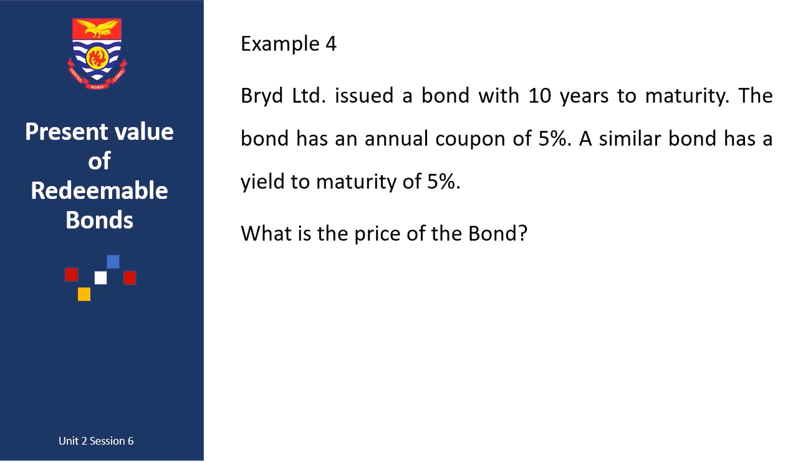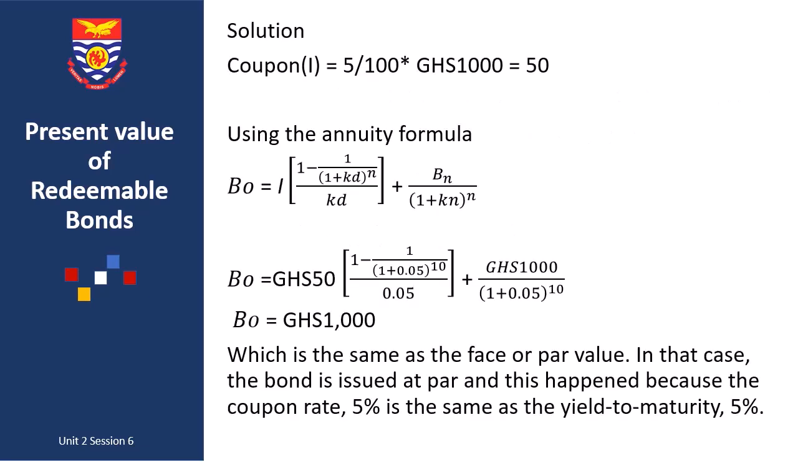Let's confirm here and see. Good. So from this solution, you can see that the price of the bond is 1,000 cedis. The price of the bond is 1,000 cedis. And the face value of the bond too, given here, is 1,000 cedis. So it means that the bond is what? Issued at par. And this happened because the coupon rate is the same as the yield to maturity.